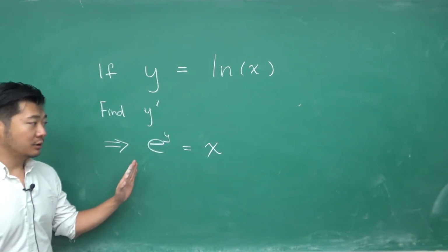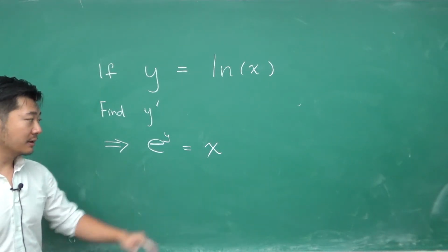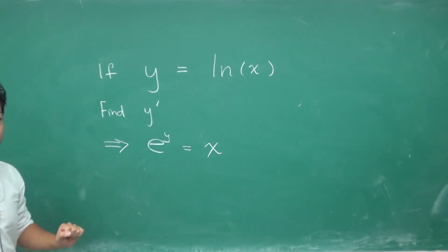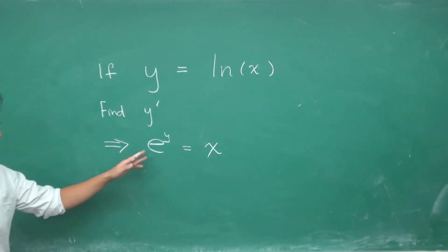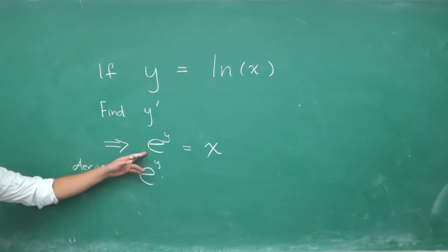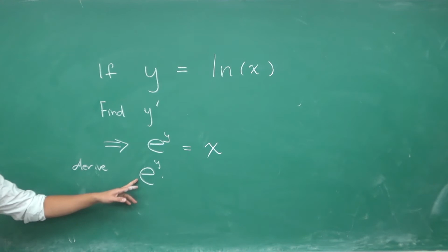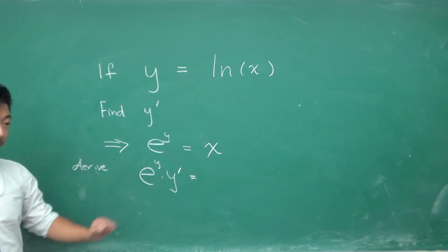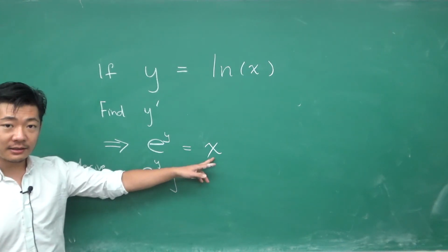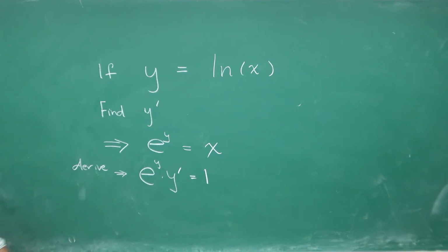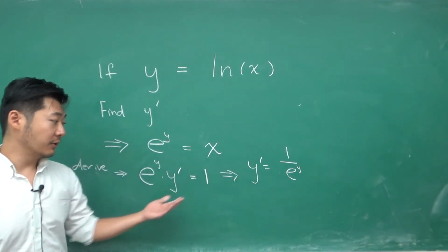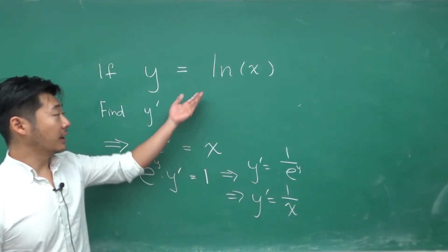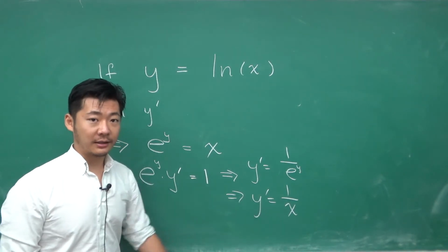And now we differentiate both sides with respect to x. We have to use the chain rule. The derivative of the exponential function with base e is itself, so we get e to the y again, but we have to multiply by the derivative of the inside function by chain rule. So we multiply by y prime, and then the derivative of x is 1. Now we isolate y prime. y prime is 1 over e to the y. e to the y is x, so the derivative of natural log of x is 1 over x.